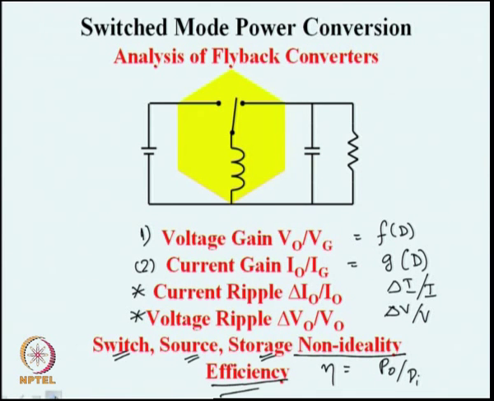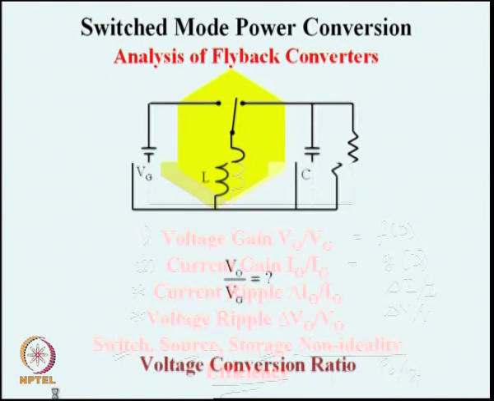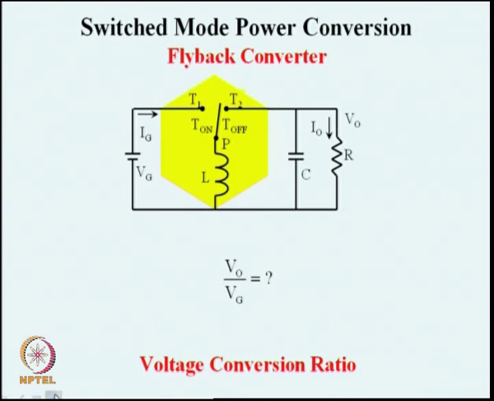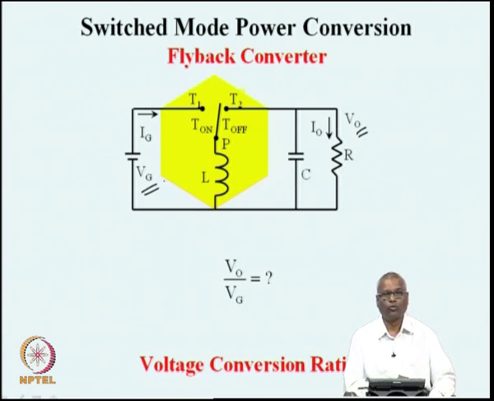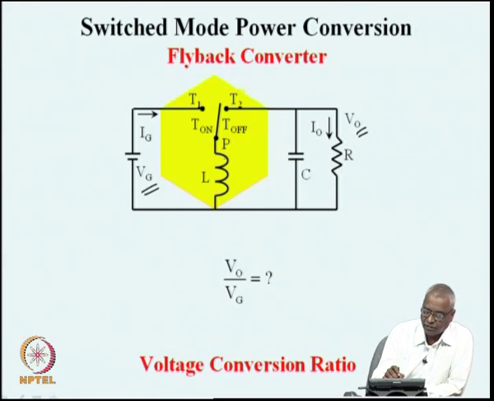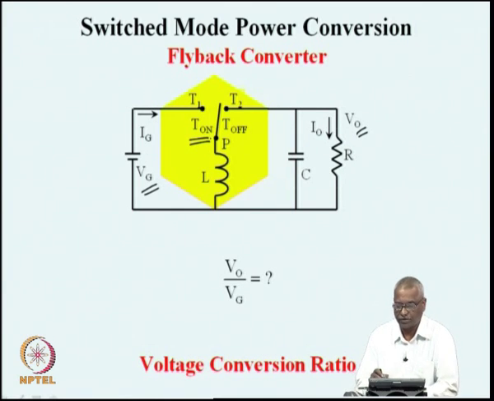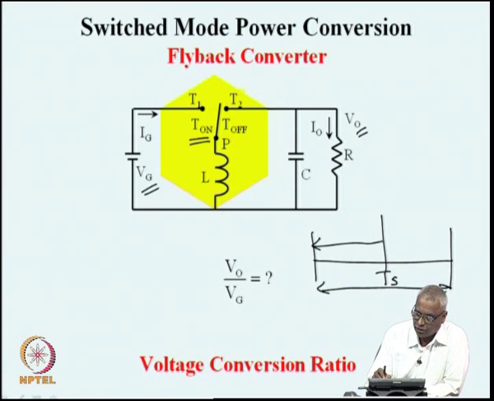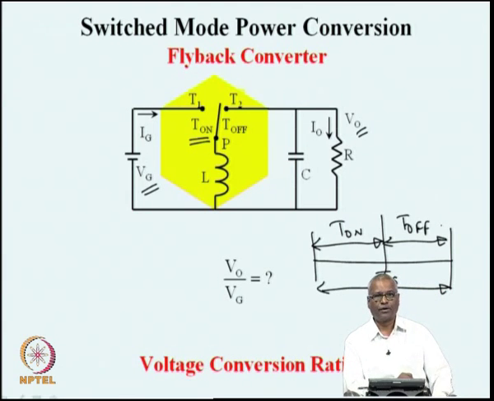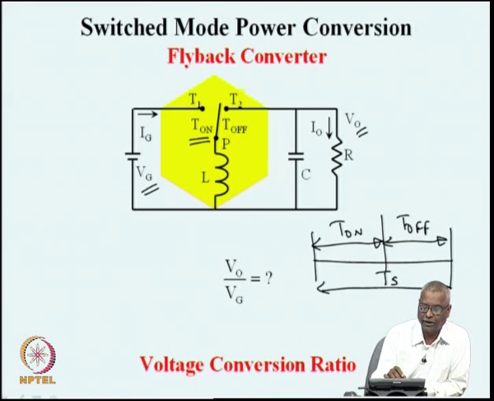And this analysis is done based on several simplifications on the operating performance. So, the first question is, what is the ratio of output voltage V naught to the input voltage Vg, the voltage conversion ratio, and the converter is operating at a constant switching frequency. If you call a switching period as consisting of a total duration of Ts, out of that there is a duration called T on and there is a duration called T off, and during T on the switch is connected to PT1 and during T off the switch is connected to PT2.